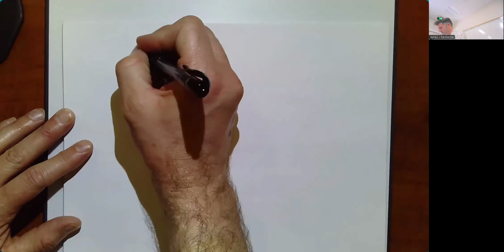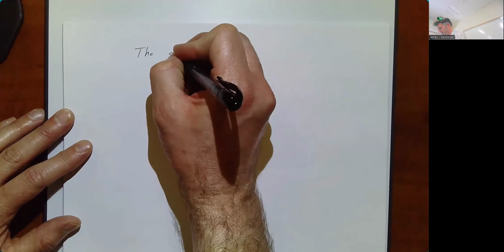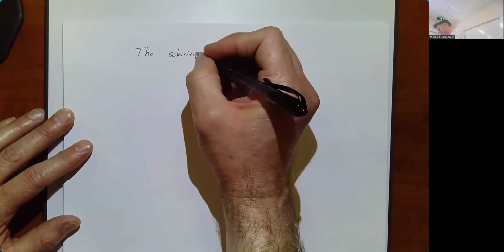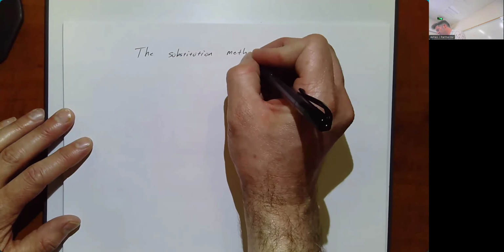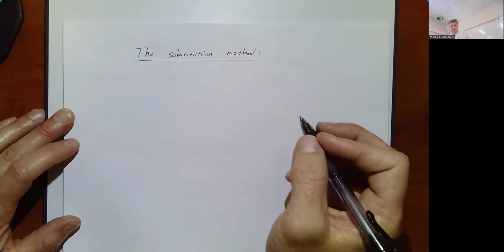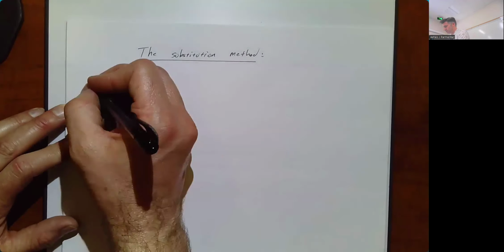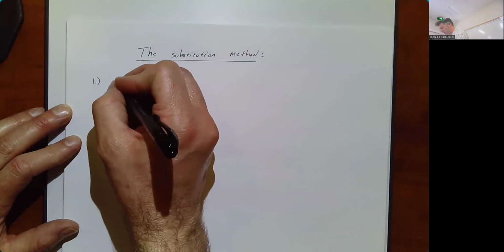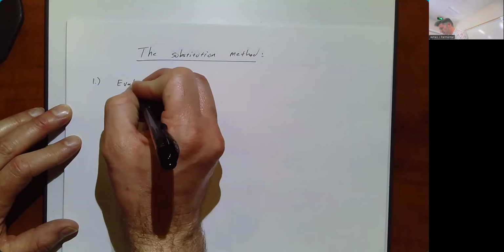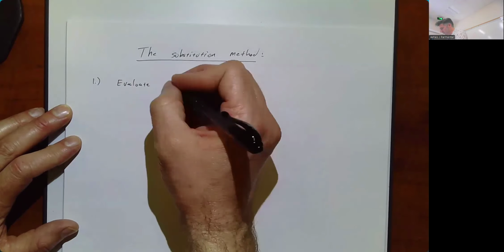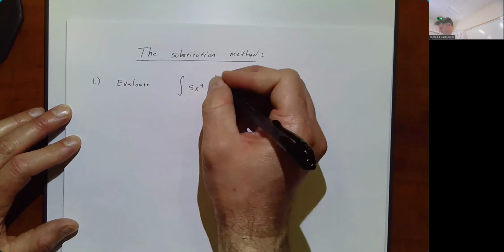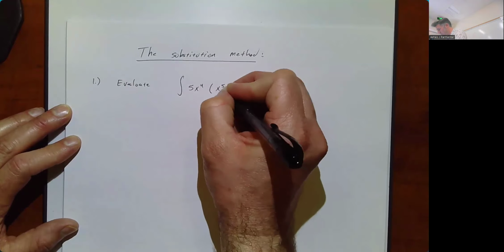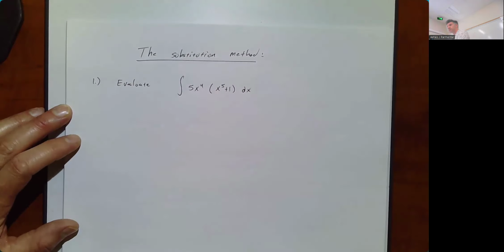So, the substitution method. Substitute. I can spell substitution, yes. The substitution method. So we'll start off with an example. We're going to evaluate this integral, the integral of 5x to the 4th times (x to the 5th plus 1) dx.